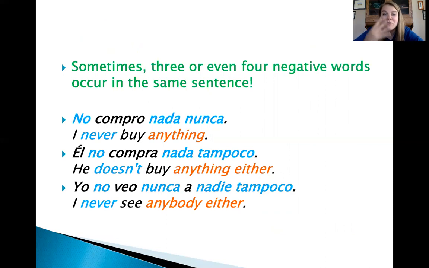And the last one actually has 4 negatives. So in English, I translate this, I never see anybody either, but we have affirmative and negative mixed. So the literal translation from Spanish would be, I don't never see nobody neither. Pretty wild. It takes a little bit of getting used to.